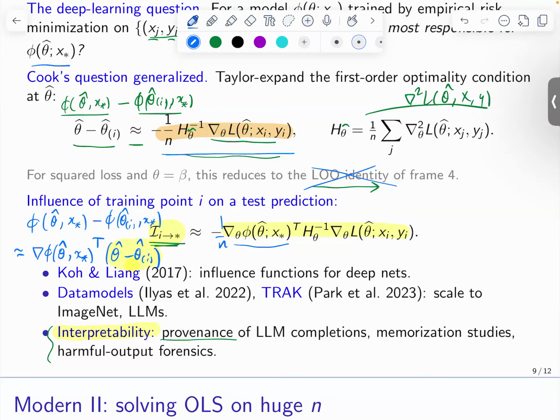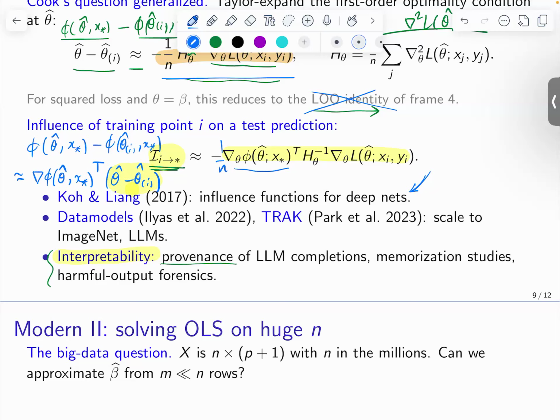So there is a lot going on. If I recall, the bulk of this paper is trying to approximate that quantity rather efficiently. Any other questions?